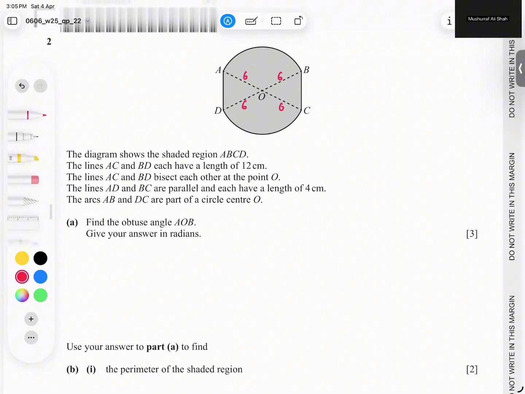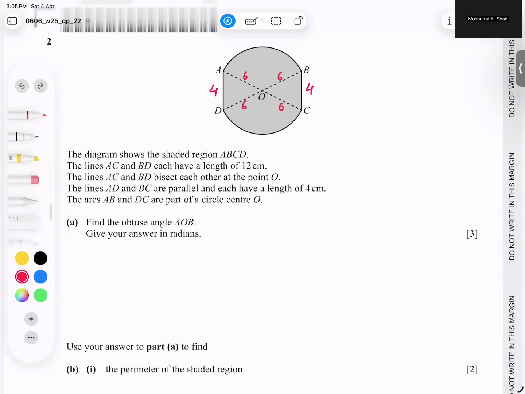And further, he's saying AD and BC are parallel to each other, length 4, 4. So this is a 4 and this is a 4. I think this point is very clear. AD and BC, correct. AD and BC are part of a circle with center O. Okay. And then it says obtuse angle AOB.